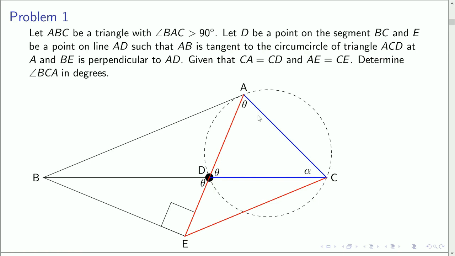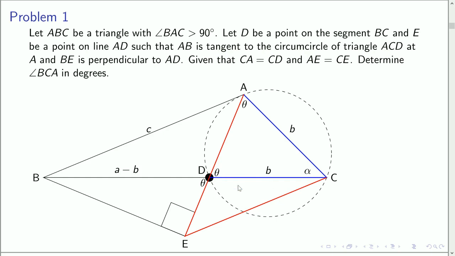So let's say these two angles are theta. Then since this is isosceles, these two angles will be equal, and this angle here will also be theta. Next, I just label the sides. Let's say this is B, then this is also B. Let's say this is C. Let's say this whole length BC is A, then BD will be A minus B.